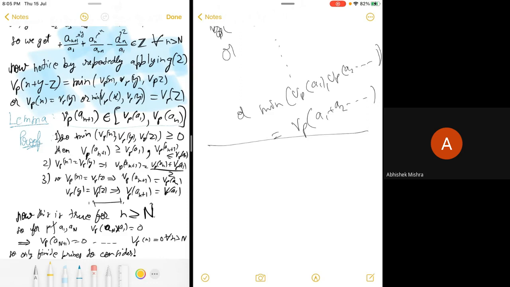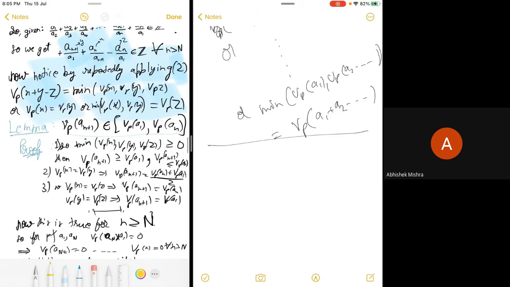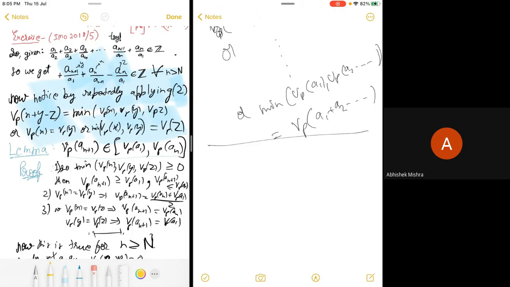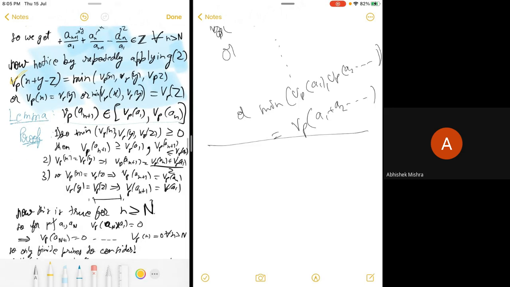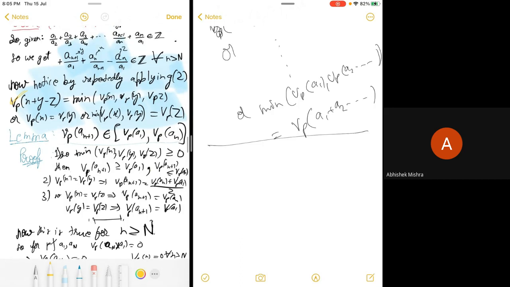Now just use case work. If the minimum of Vp of x, Vp of y, Vp of z is clearly greater than or equal to 0, that will be true in the first case. Assume the first case. Because this belongs to Z, if it is greater than or equal to 0, then all of these are greater than or equal to 0. So yes, we will use that Vp of the sum of these is greater than or equal to 0, because Vp of any integer is greater than or equal to 0.